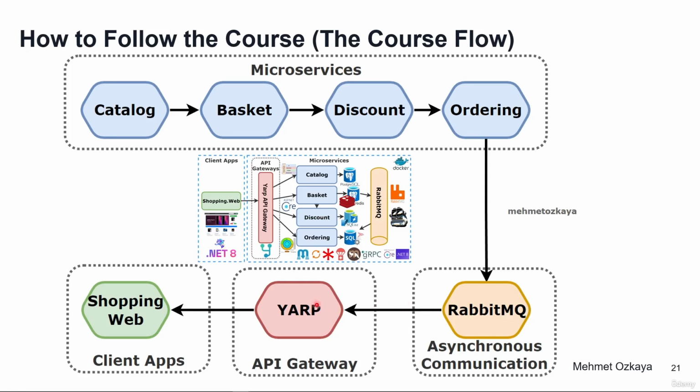And after that, the integral part of our architecture is the API gateway, and we will build an API gateway using the YARP reverse proxy, applying the gateway routing pattern in order to effectively redirect requests to the appropriate internal microservices. And lastly, we will develop the shopping web. In order to tie everything together, we will build the shopping web client application. This front-end application will consume our microservices using the API gateway, providing a tangible, user-focused interface for our entire system.